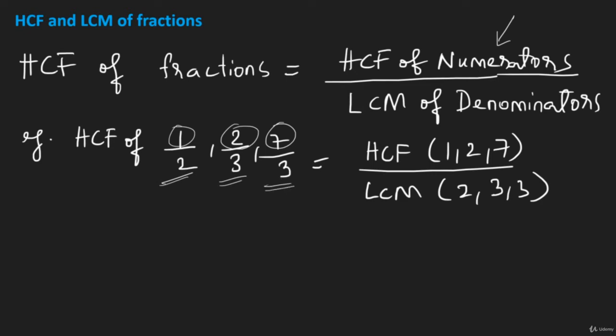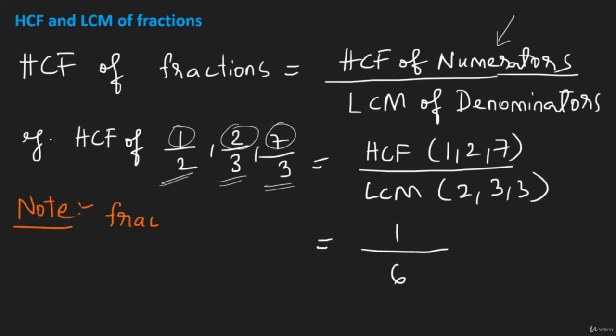And this would be, HCF of 1, 2, and 7 is 1, because there is no common factor among 1, 2, and 7. And the LCM of 2, 3, and 3 would be 6, right? You can take out 3, you will be left with 2, 1, 1, and then 3 into 2 into 1 into 1 will give you 6, right? Therefore, the answer over here is 1 by 6.